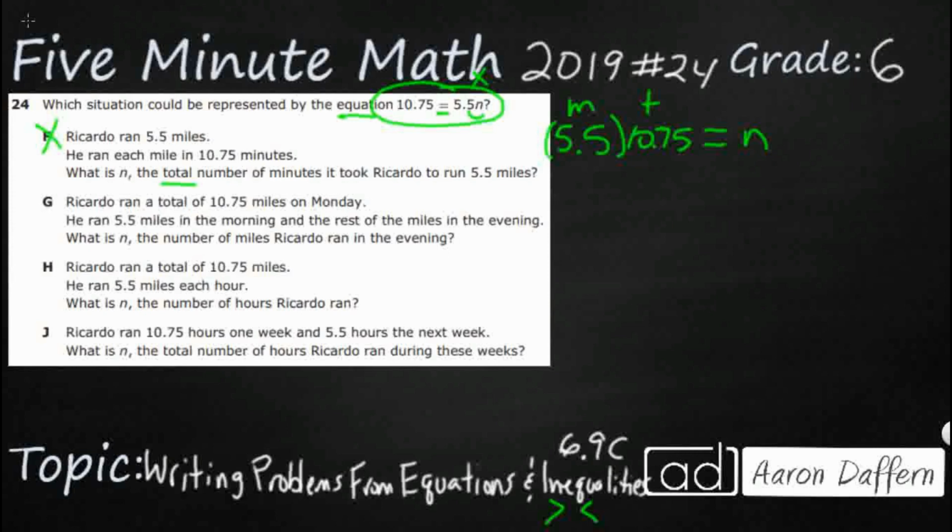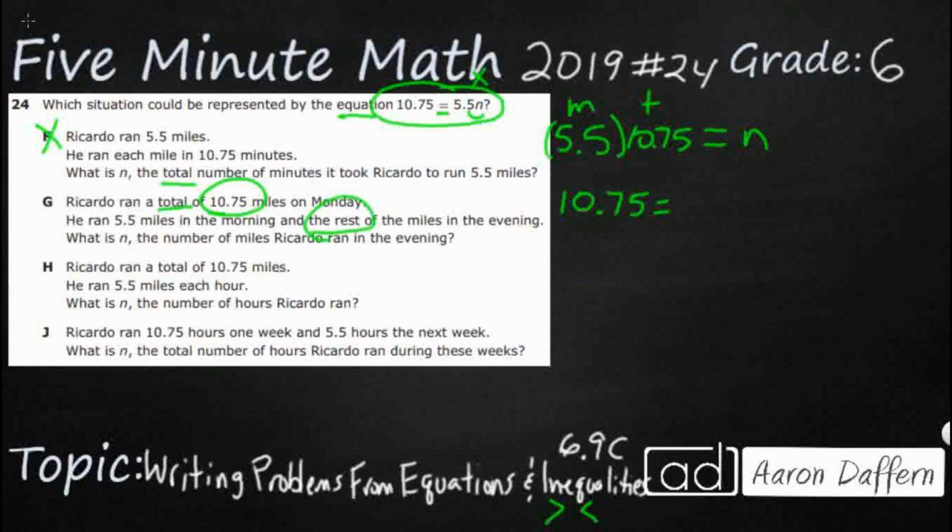So let's look at G. Ricardo ran a total of 10.75 miles on Monday. So we've got the word total. That's going to be another keyword there for us. And a total of 10.75. So that's starting good here. So we'll start with it on the left, just like they do up here in our sample. 10.75 equals.